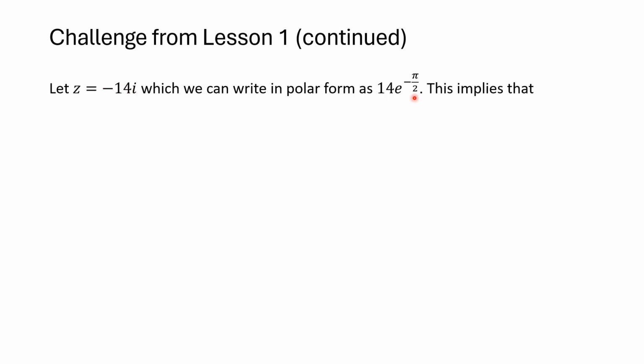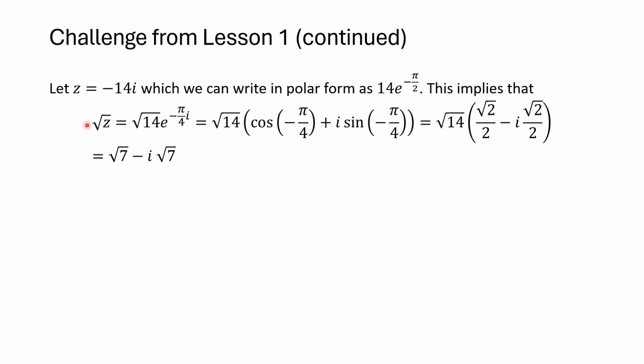As before, in our other example, we write the complex number in polar form. The modulus is 14, and the angle, if you think about it, for minus 14i, that's minus pi over 2. It's sort of the negative imaginary axis. And so we take the square root of that, and we get the square root of z equals the square root of 14, e to the minus pi over 4 i.